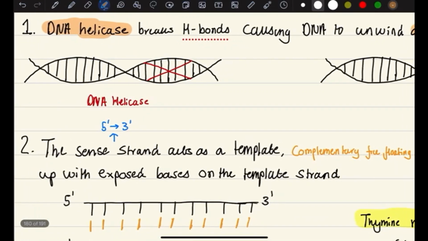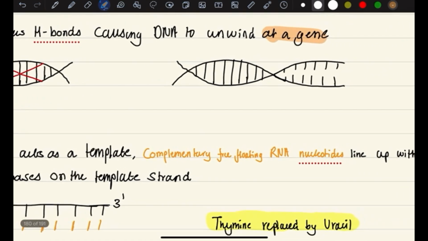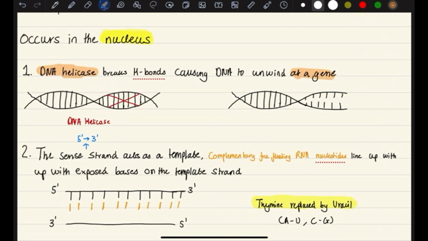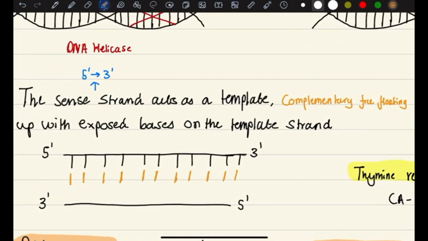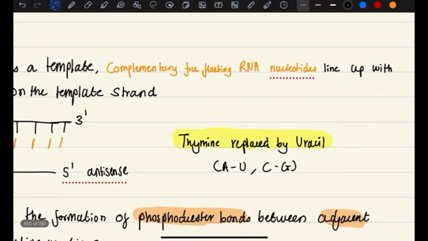Now what's next? We're going to have a sense strand and an anti-sense strand. Your sense strand runs from 5' to 3'. So that's going to be your template strand. And the free-floating complementary RNA nucleotides are going to line up with the exposed bases on that sense strand. You can see that diagram here, sense strand 5' to 3'. You can see in orange, the complementary free-floating RNA nucleotides are lining up with that one, whereas our anti-sense strand, this guy down here, he's just being left alone. He's not involved.